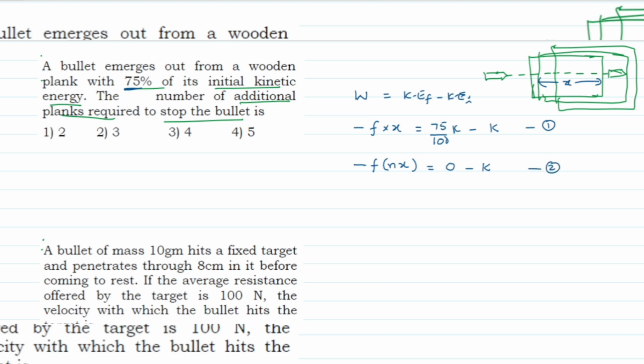You just simplify 1 and 2. So 1 by 2: Fx and Fx get cancelled, the minus you have to remove. So here we will be getting 1 by n, which will be equal to (75K minus 100K) over 100. Take the LCM. Here we will be getting minus 25K by 100, and the denominator will be minus K. Minus gets cancelled, the K cancels, and 25 goes 4 times. So how many such planks are required? 4 planks are required to stop the bullet.